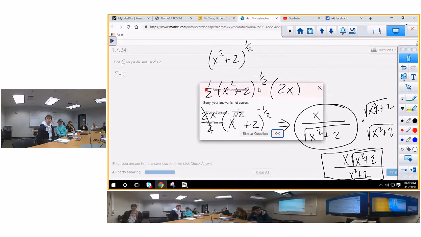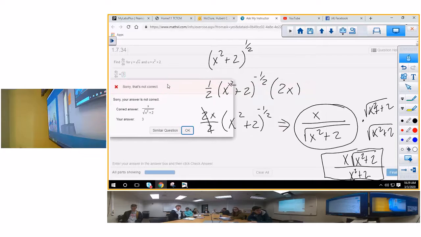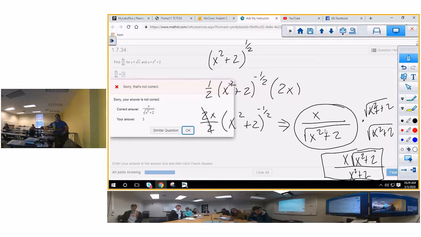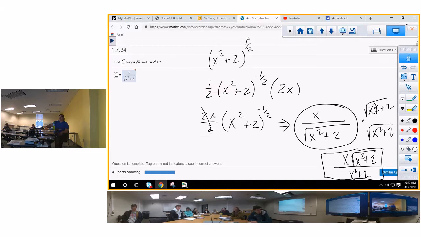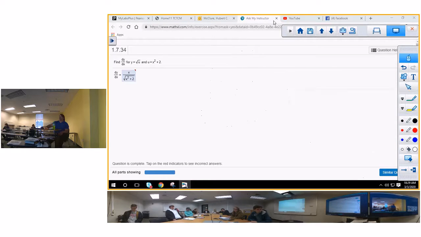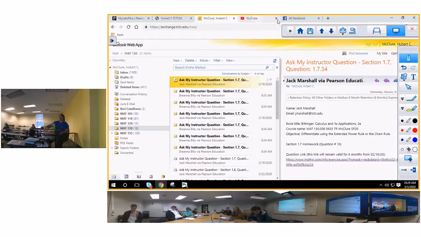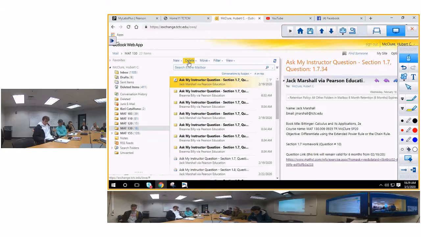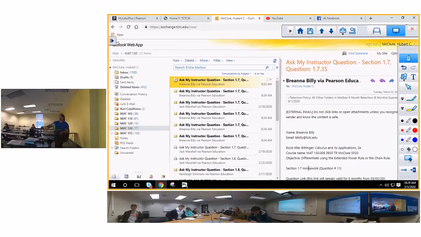What'd they get? They got x over x squared plus 2. So they stopped right there. So make a note. If you see this problem, just stop it right there. Good test question. I just don't think they ought to try to trick you. Next. That's number 34, 35. I feel like I'm doing y'all's homework for you.